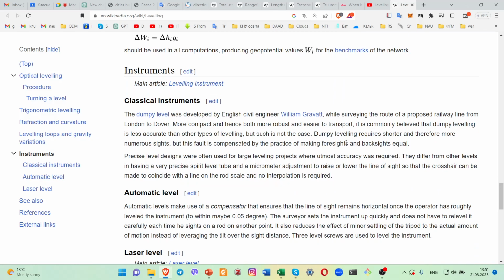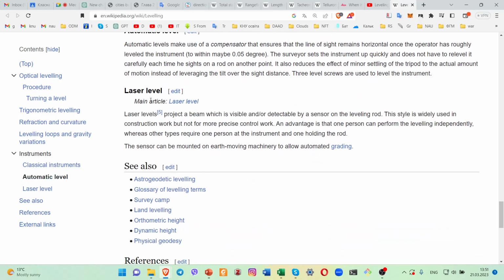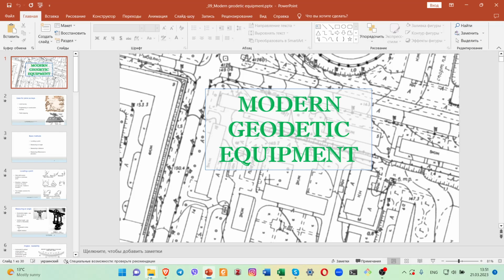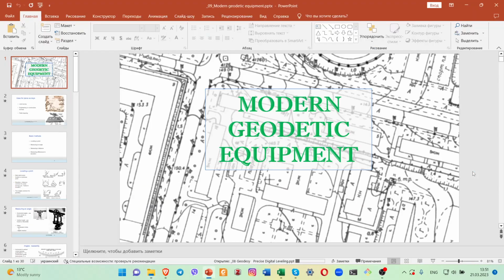So we use a huge amount of instruments, for example, the classical instrument Dumpy level, automatic level, and laser level. Here we will continue our explanation with precise digital leveling. And what does it mean, and how does it work?